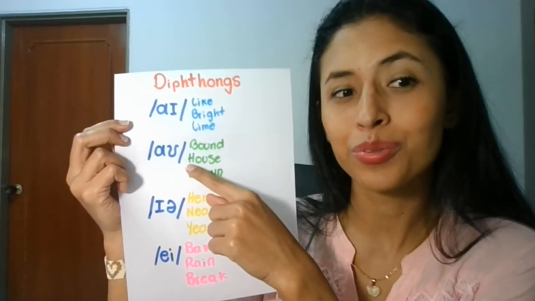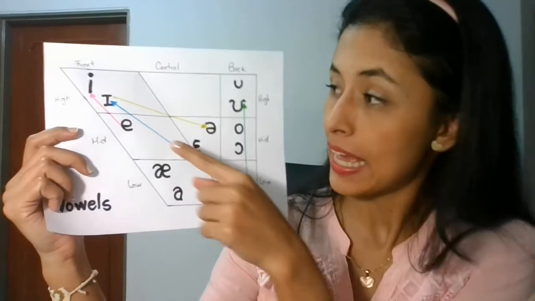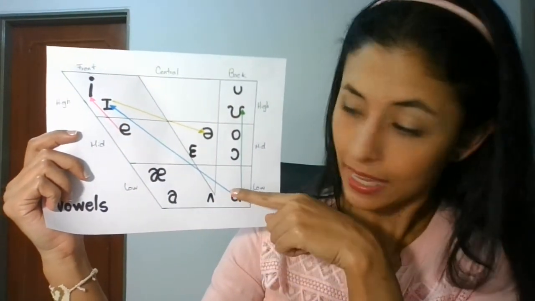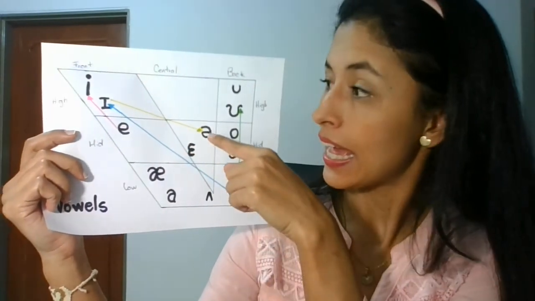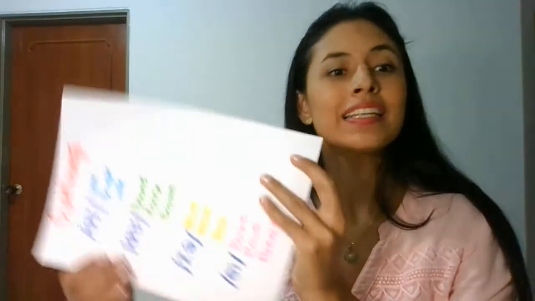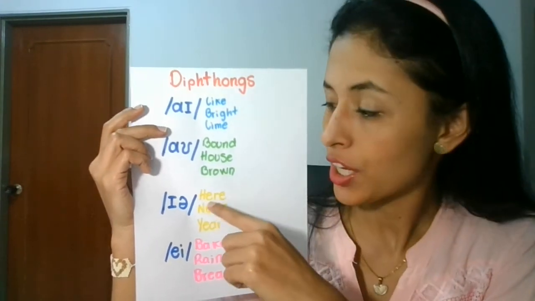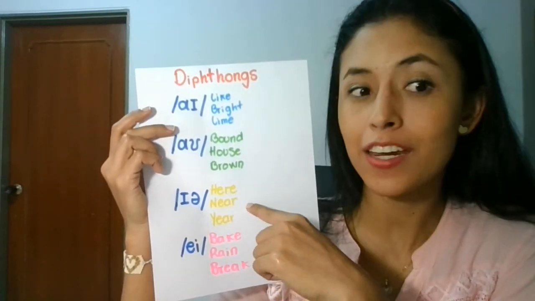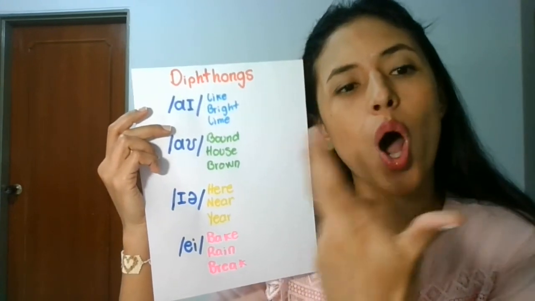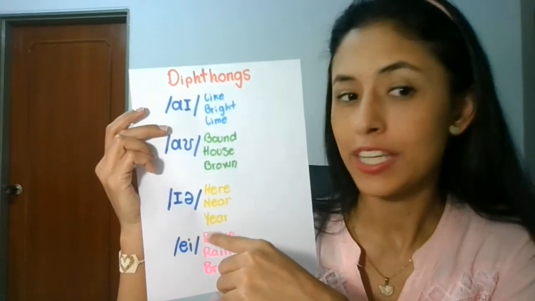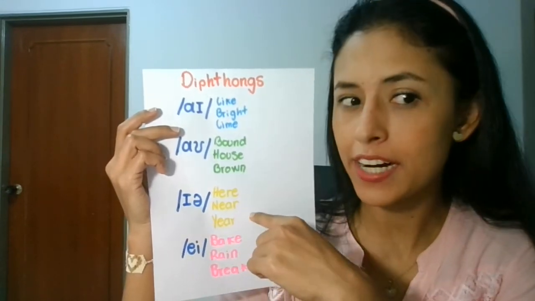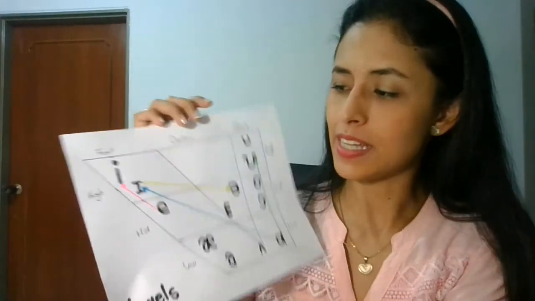The diphthong is au, au. Next is yellow. Yellow is e and I. It's very similar, but wait. When those two vowels unite, it is here, here, near, near. It is a longer sound. Year, near, here. It's more long.